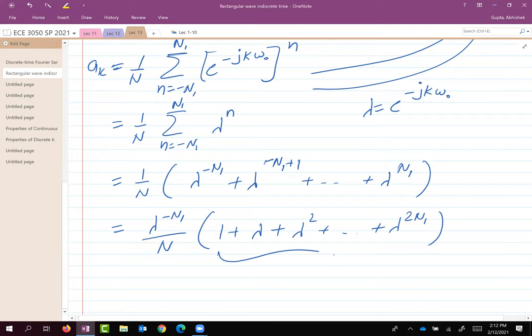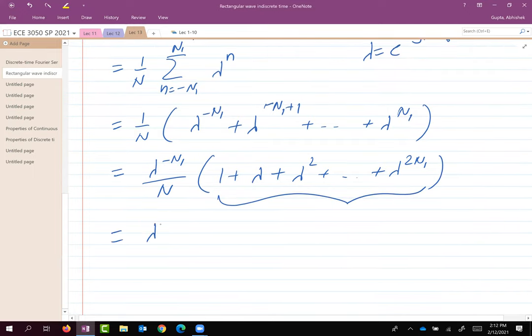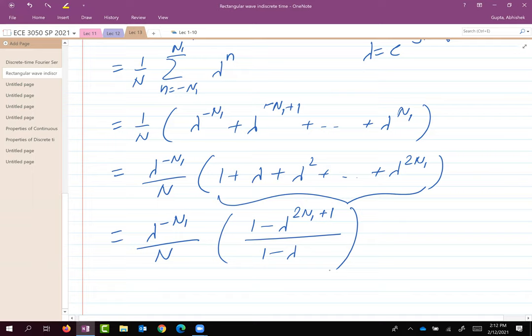Now, what is this sum equal to? Well, this is equal to 1 minus lambda raised to 2N1 plus 1, over 1 minus lambda. This comes from the geometric series stuff that you might have studied earlier. And those of you who don't recall this, just wait after the class is over, and I'll go over where this derivation comes from.